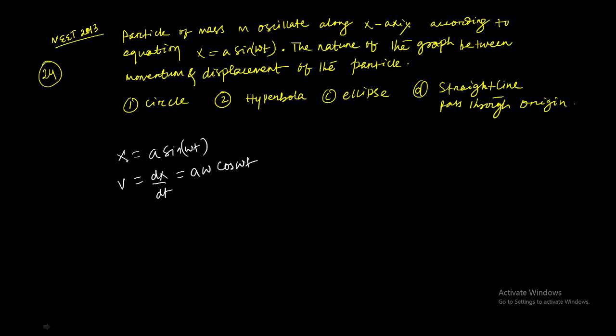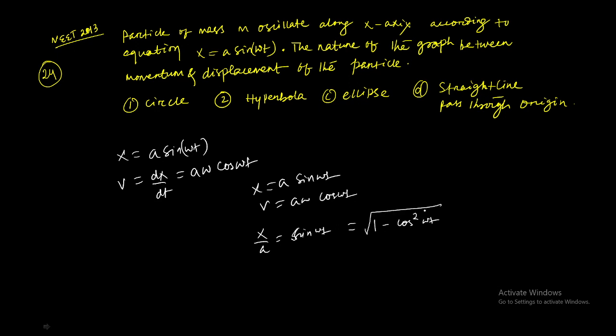So the graph between momentum and displacement. The velocity and displacement graph is the same as the momentum and displacement graph, because if you multiply mass with the velocity, you are going to get the momentum, right? So x equal to a sin of omega t, v equal to a omega cos of omega t. So x by a equal to sin of omega t, and sin of omega t can be written as root over 1 minus cos square omega t.